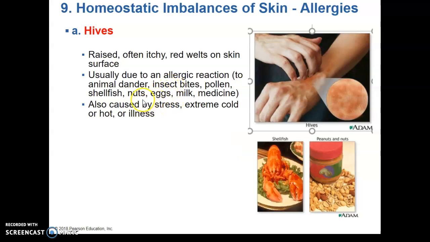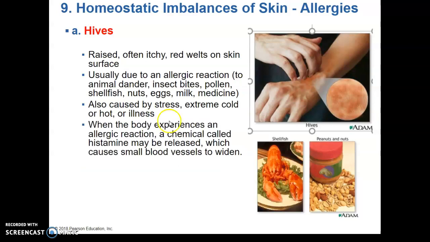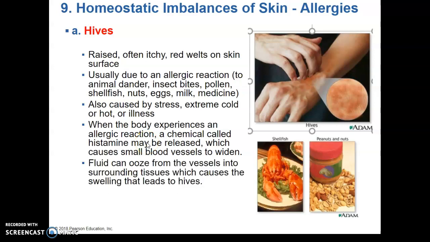Some people are allergic to cats, or some people are allergic to bee stings. My daughter's allergic to nuts. It can cause hives. Hives can also be caused by stress or cold or hot or illnesses. And your body releases this chemical called a histamine, which causes your blood vessels to widen, and that can lead to inflammation, to swelling. Hives can pop up very quick.